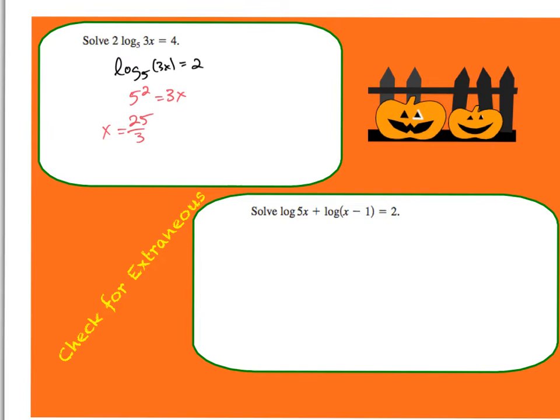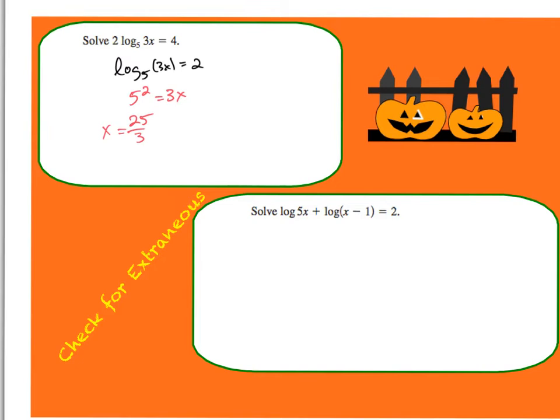All right, let's look at this next one. I have log base... Doesn't have a base. So nothing. It's base 10. If it doesn't have it there, it's actually a log base 10. So I have log base 10 of 5x plus log base 10 of x minus 1 is equal to 2. So what do I need to do first?